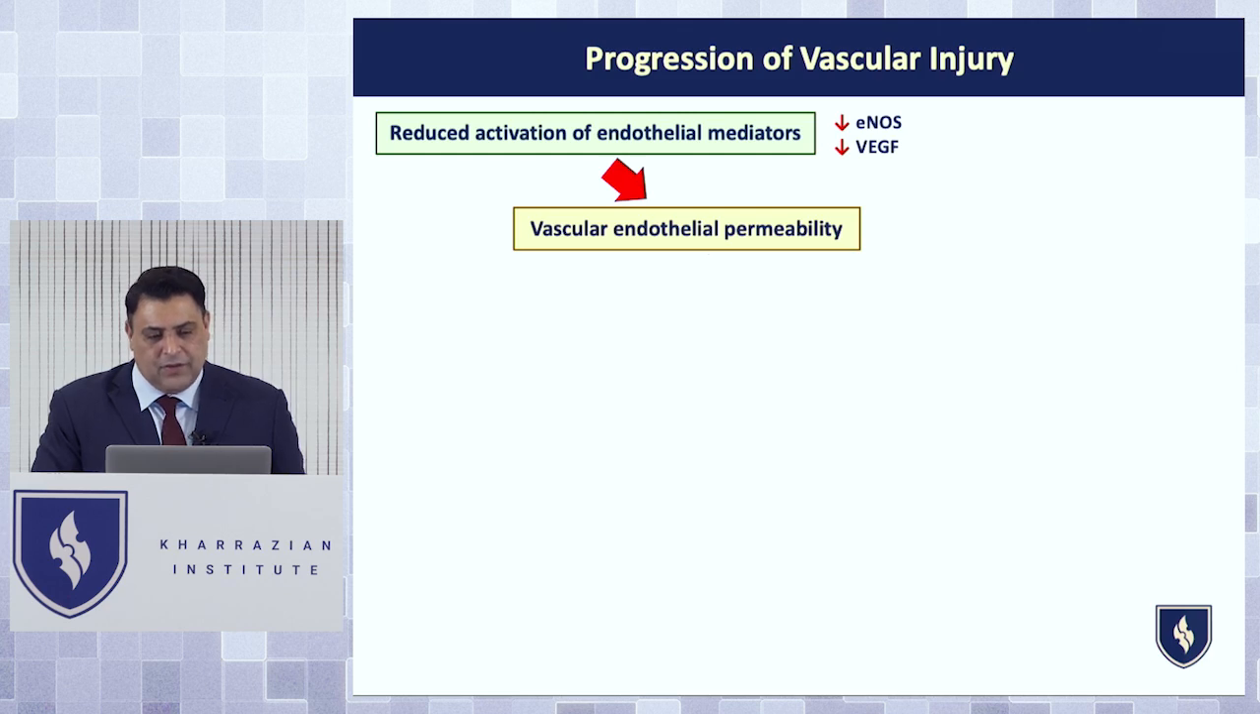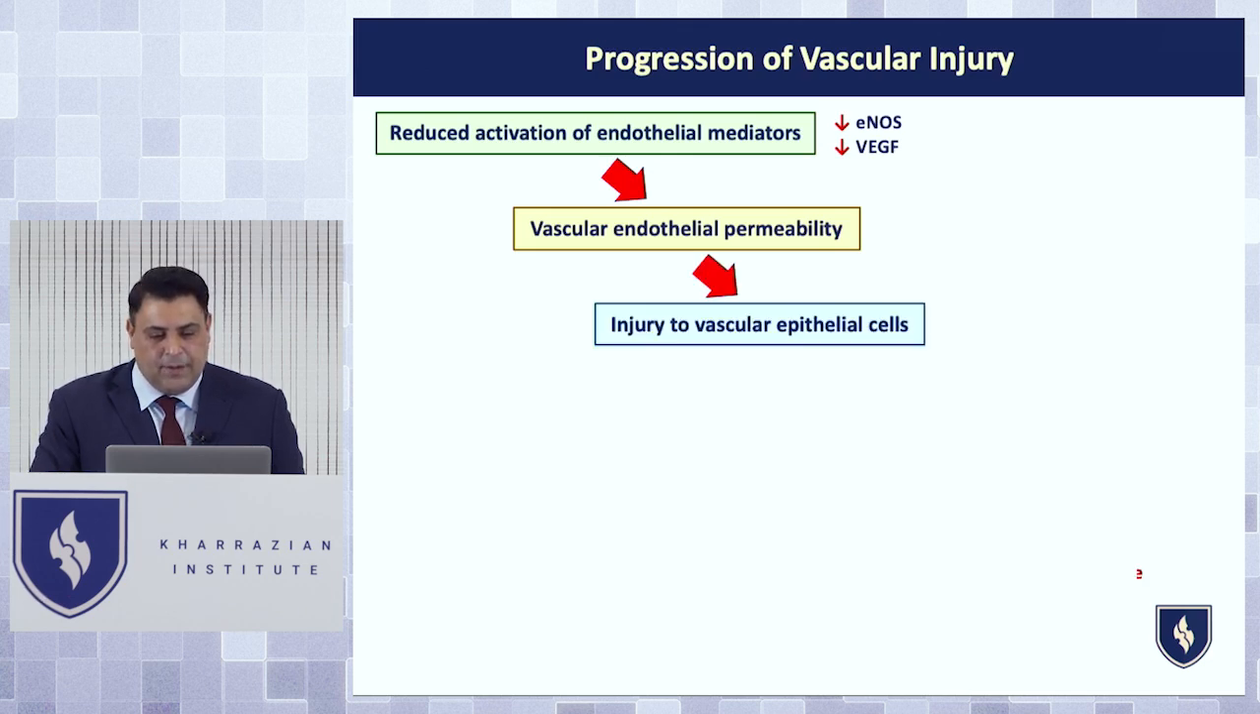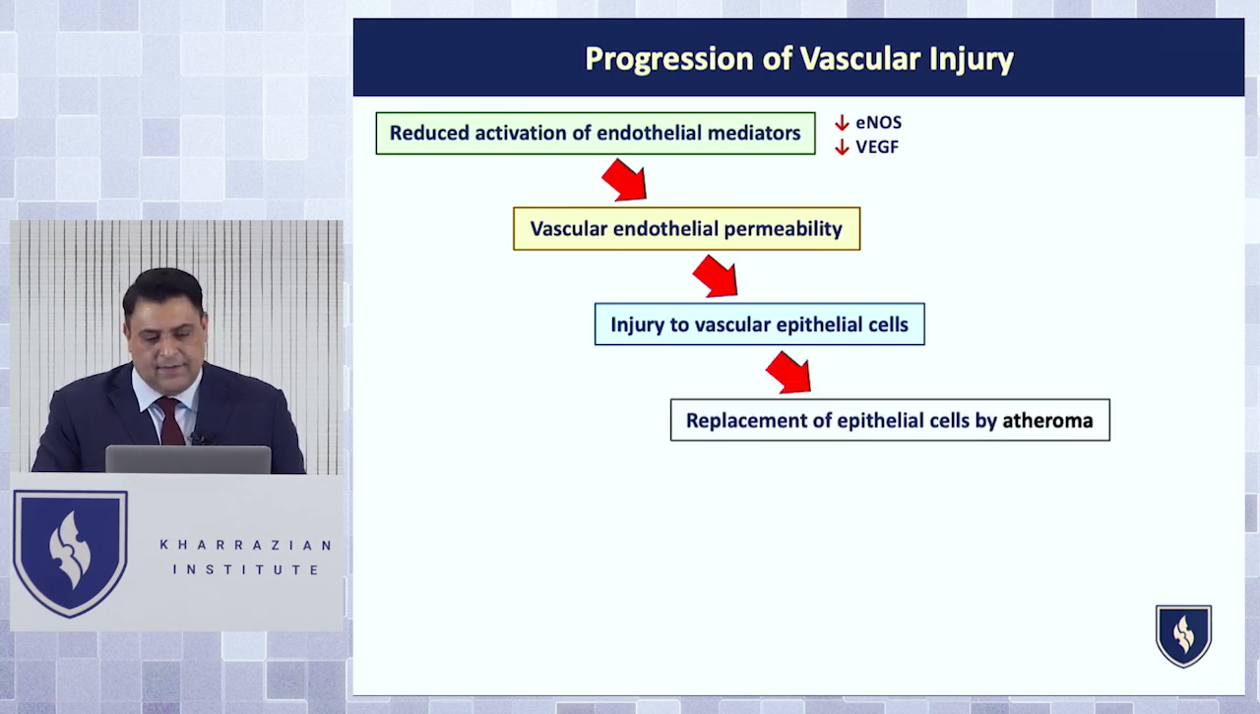And then you get vascular endothelial permeability. Just like you get leaky gut, you can get leaky vascular endothelial patterns as well. This vascular endothelium permeability causes injury to the vascular endothelial cells themselves. Now there's this cytokine storm causing injury all around this vascular area. And then this causes a replacement of these endothelial cells by atheromas, by atherosclerosis. So when plaques take place, that's a permanent injury of these endothelial cells.